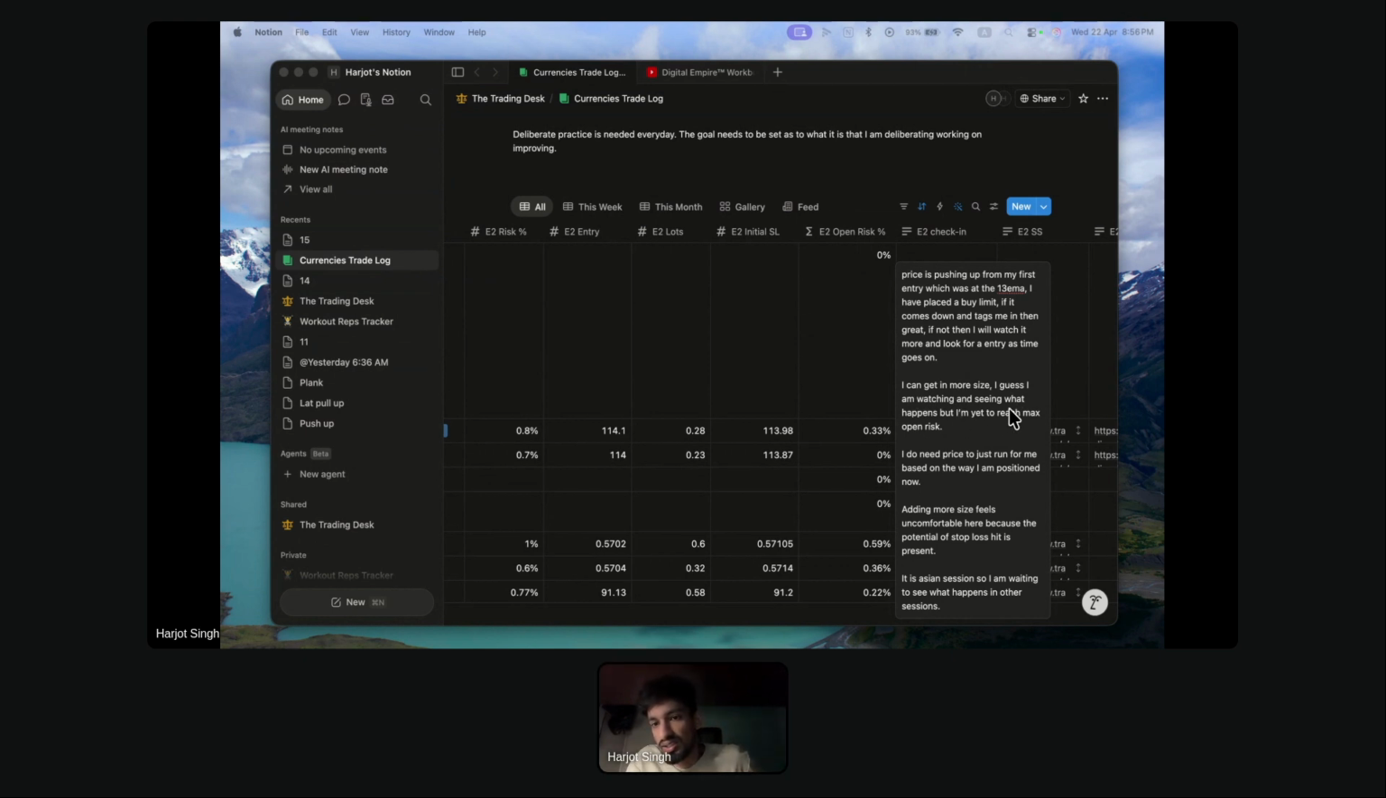I am watching and seeing what happens, but I'm yet to reach max open risk. I just wanted to get more size into this trade. I do need price to just run for me based on the way I am positioned. At the time, I was expecting price to just run. Adding more size feels uncomfortable here because the potential of a stop loss hit is present. I was feeling uncertain at the time.